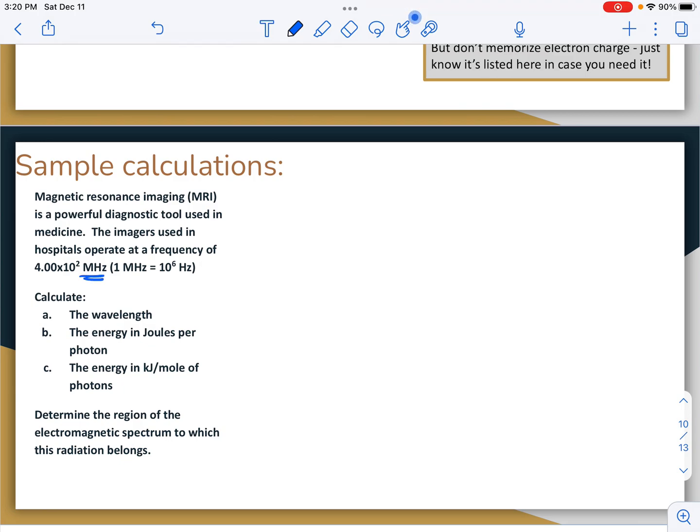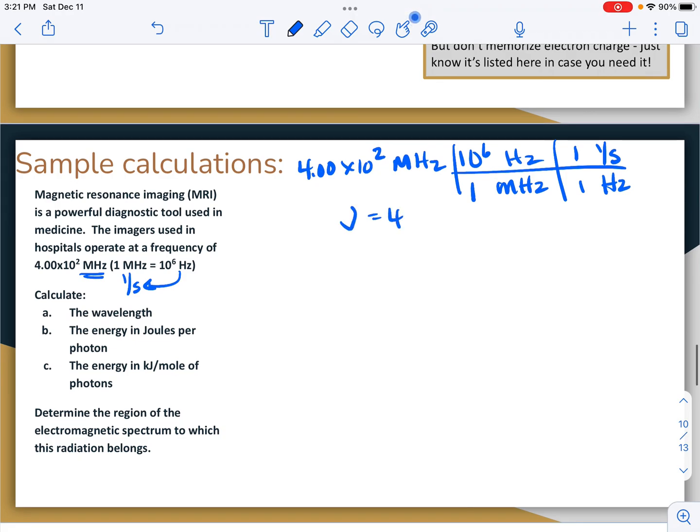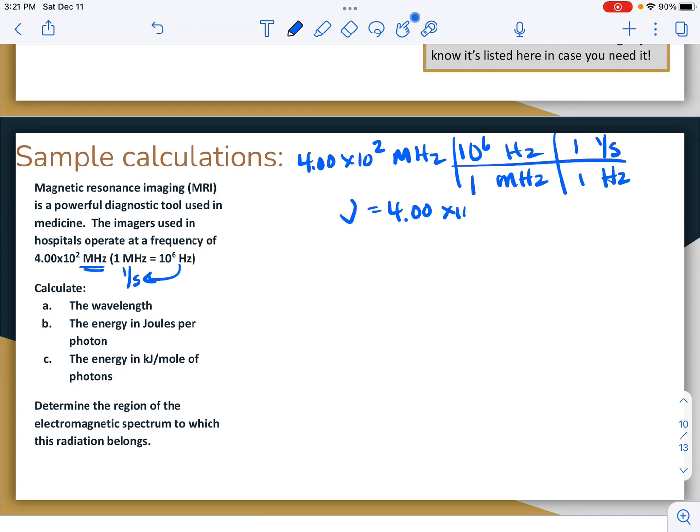The first thing I want to do is make sure that this megahertz is in per seconds. Hertz equals per seconds, so I have to convert megahertz to hertz first. I'm going to do that before we even begin. 4.00 times 10 to the second, with 3 sig figs, megahertz, and then megahertz to hertz. You never would need to show this step, but just remember that 1 hertz is the same as 1 per second. 1 megahertz is 10 to the 6 hertz, so this gives us a frequency of 4.00 times 10 to the 8th per second. I'm going to use this as my frequency in the calculations.